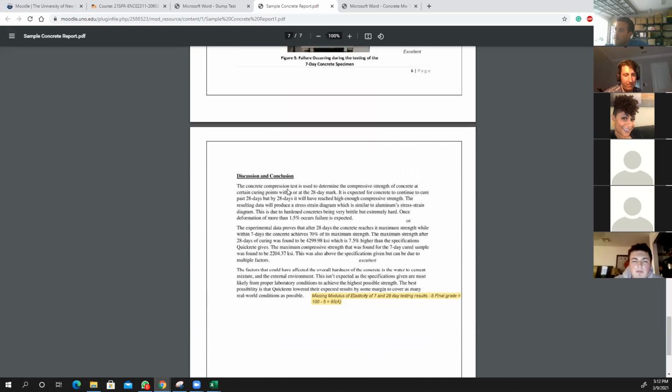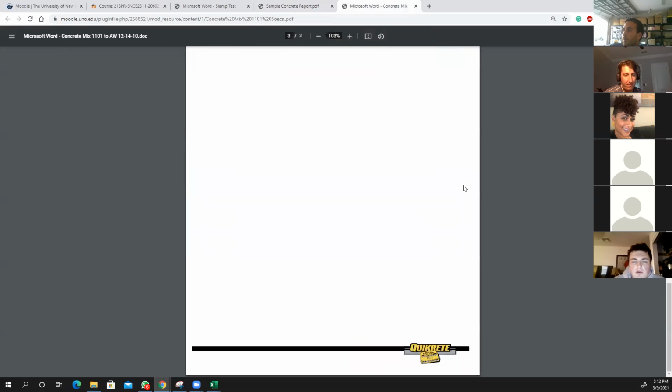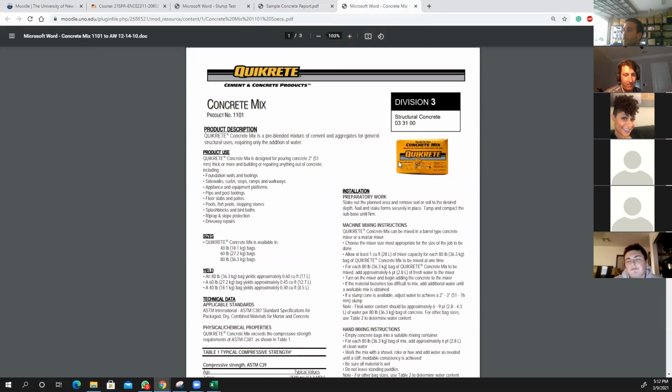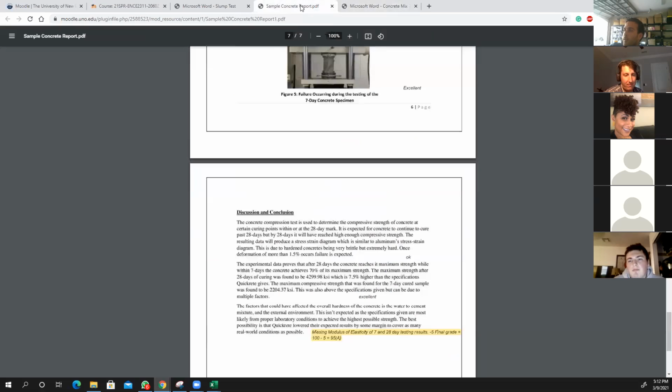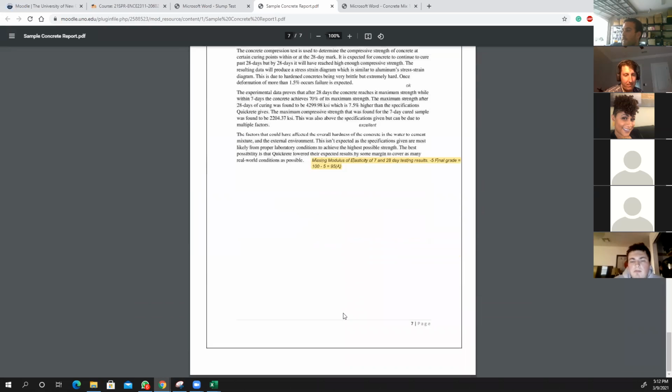In the discussion and conclusion part, you will just compare the theoretical values that are on the specs here with the experimental values. We'll talk about the stress, strain, and Young's modulus of the concrete. That's it.